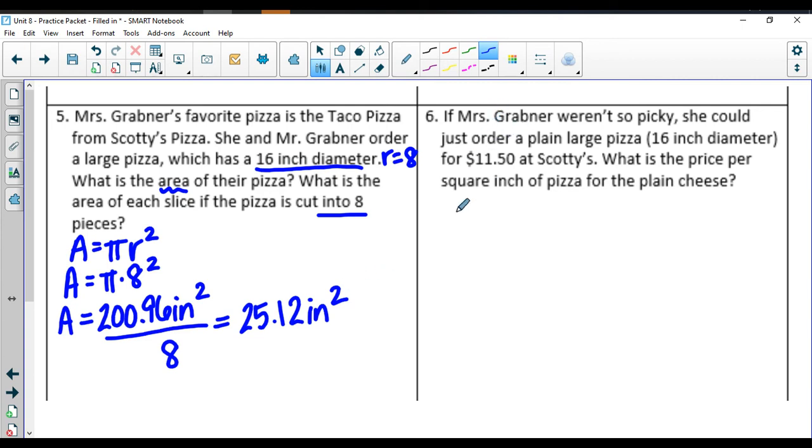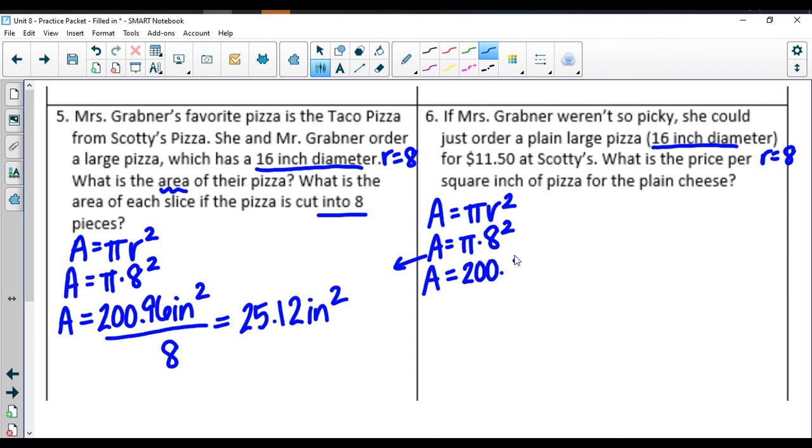Question 6. If Mrs. Grabner weren't so picky, she could just order a plain large pizza with a 16-inch diameter for $11.50 at Scotty's. What is the price per square inch of pizza for the plain cheese? So we still have this 16-inch diameter pizza, which means our radius is 8. So our area is pi r squared. So pi times 8 squared. You'll notice it's actually the same as this one. So area is 200.96 square inches.